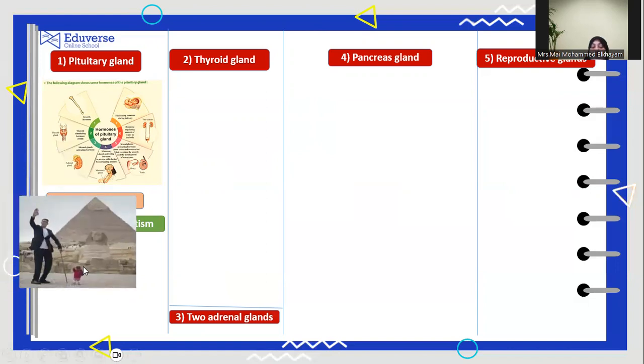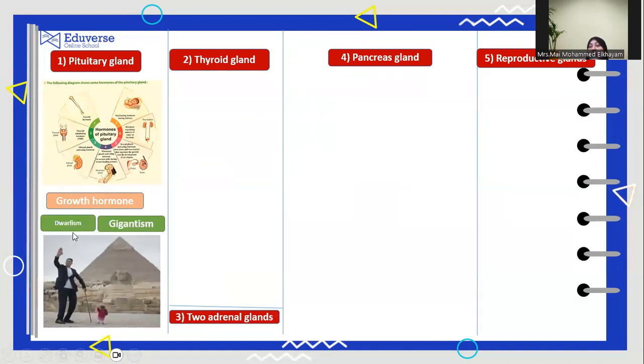So dwarfism is a hormone disorder due to the decrease in the secretion of growth hormone during childhood, which leads to the decrease in the growth or stops the growth. While gigantism is the opposite.